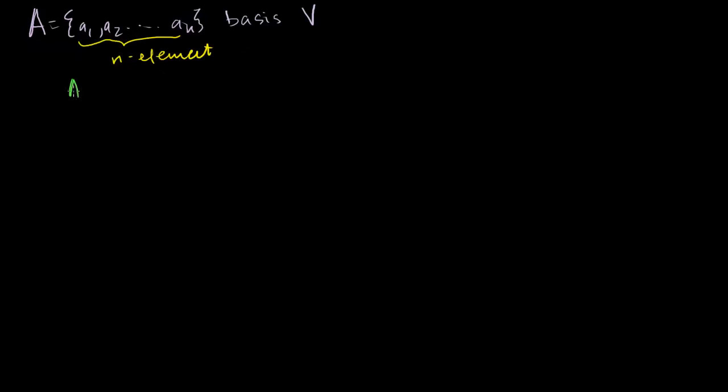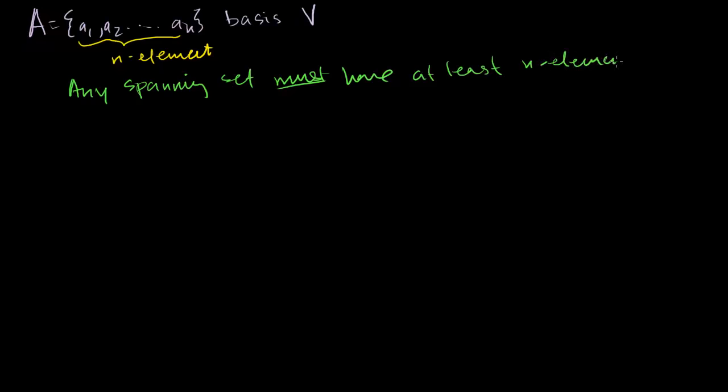So any spanning set must have at least n elements, or n members, or cardinality of n. These are all just different ways of saying you've got n vectors in this set. I'm saying that every set that spans V must have at least n elements.